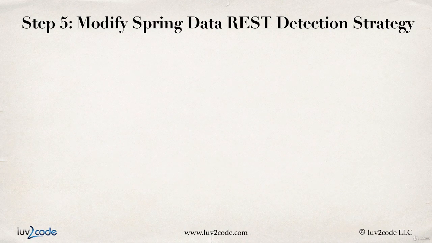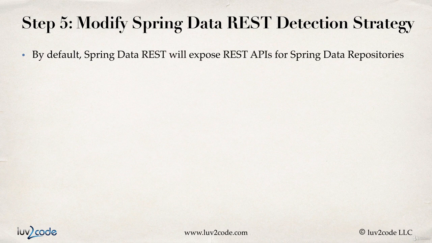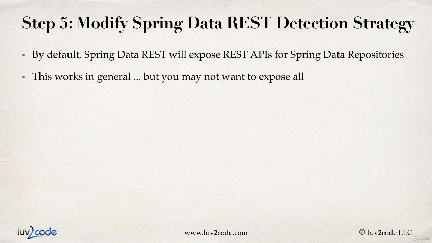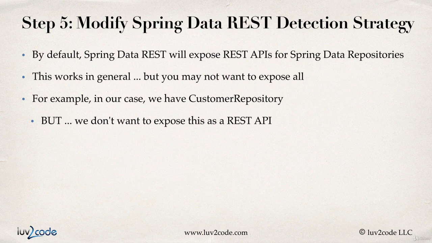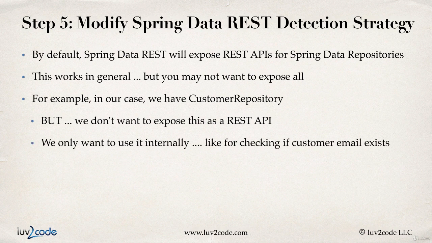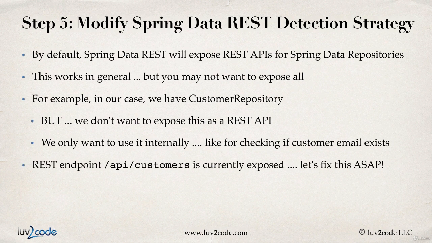Okay, with step 5, we need to modify the Spring Data REST detection strategy. So by default, Spring Data REST will expose the REST APIs for the Spring Data REST repositories. This works in general, but you may not want to expose all of your repositories. For example, in our case, we have a customer repository, but we don't want to expose this as a REST API. We only want to use it internally, like for checking if a customer email exists or not. The REST endpoint /api/customers is currently exposed, and we don't want that. So let's go ahead and fix this ASAP.